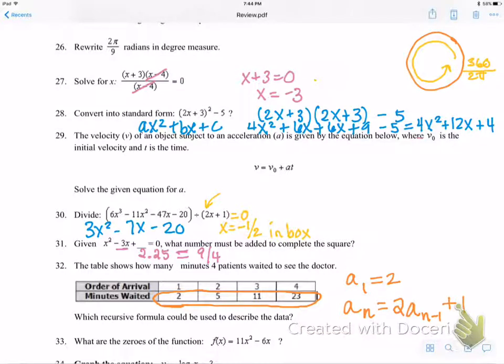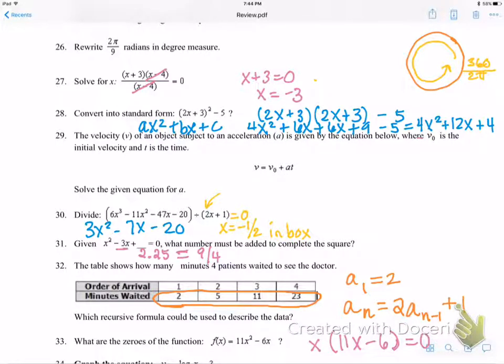In number 3, it asks us what the zeros of the function are. You could graph this to find the x-intercepts, or you can factor it. Take out a GCF first. The GCF is x, so we're left with 11x minus 6. And zeros are where the function itself equals 0, or where f of x equals 0.